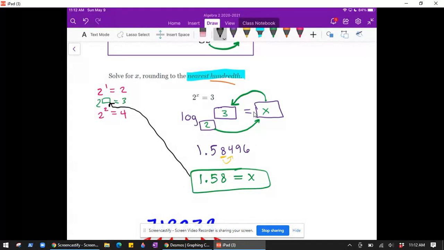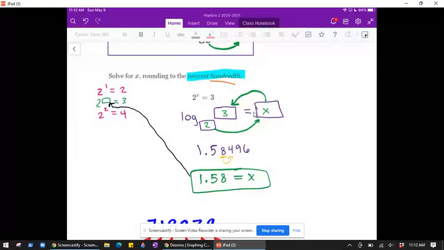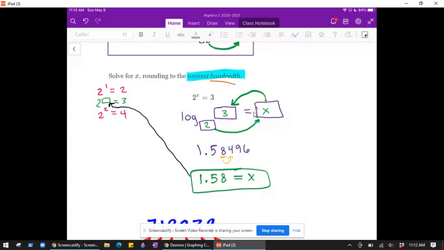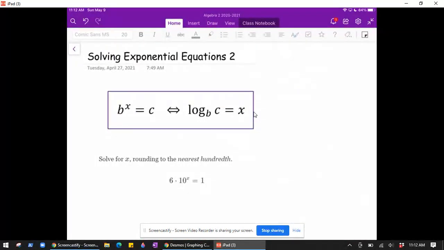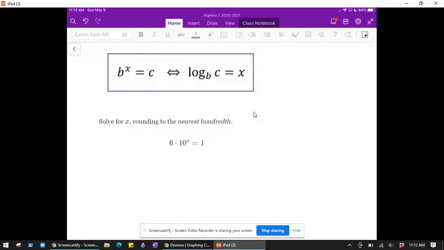1.58 is in between 1 and 2, so that suggests we did this correctly. Let's try another one. This says, solve for x, rounding to the nearest hundredth again. 6 times 10 to the x is equal to 1.